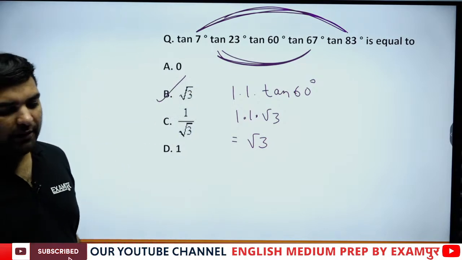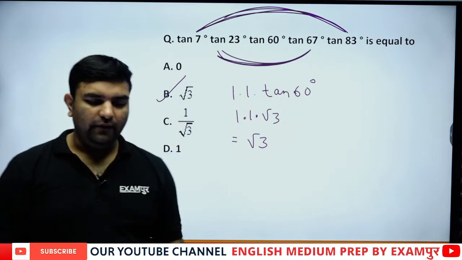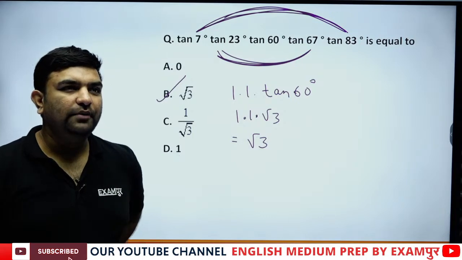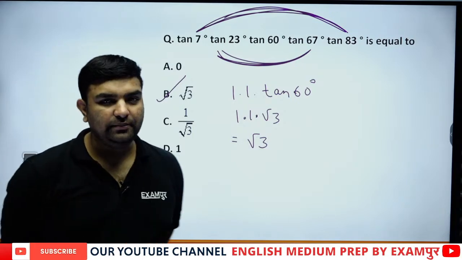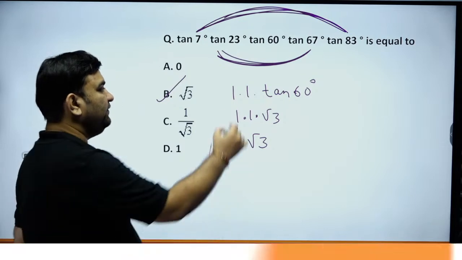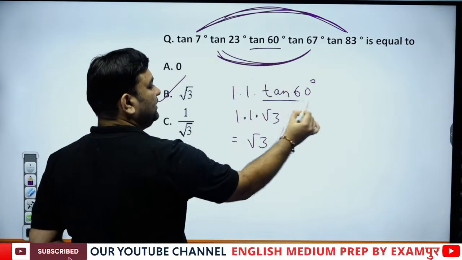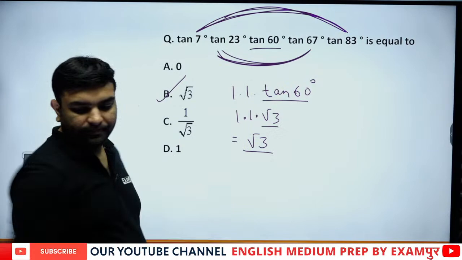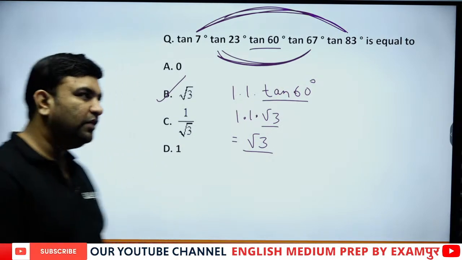If angles are complementary, tan A into tan B is 1. So only one value is remaining in between, tan 60, and we put down the value of tan 60. tan 60 is root 3. Answer. Let's move on.